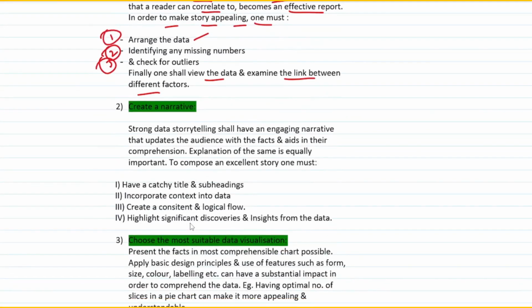Okay, then we come to the next one. Then you create a narrative. Okay, you create a story, a line behind it as to on what basis the story is being told. Strong data storytelling shall have an engaging narrative that updates the audience with the facts and aids in their comprehension. So basically, you have to create a narrative. What a good engaging narrative can do is update the audience, or apprise the audience with the facts and aid in their comprehension. They should be able to understand it more easily.